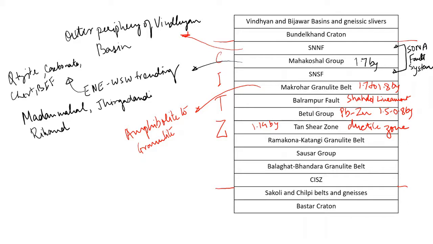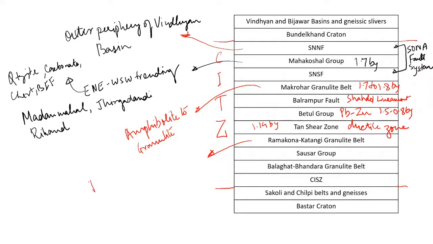The Ramkona Katangi granulite belt consists of granulite lenses and enclaves which occur within the migmatitic gneisses and granites. These basically are retrograded pyroxene granulites and garnet cordierite granulites. They give evidence of peak metamorphism of 850 degrees Celsius and 8 kilobar pressure, followed by decompression at 800 degrees Celsius and 4 kilobar pressure, and a cooling phase at 650 degrees Celsius and 4 kilobar pressure.